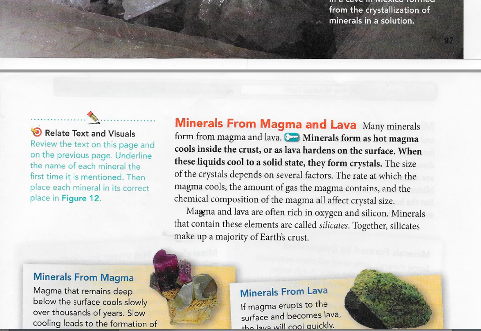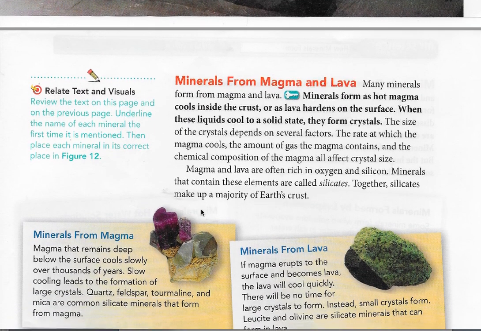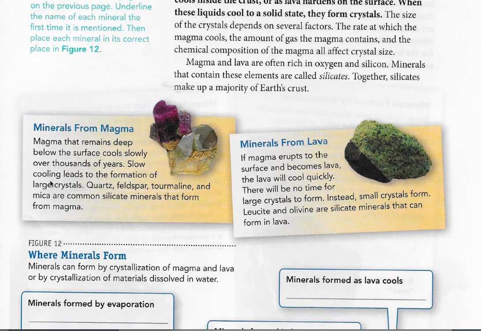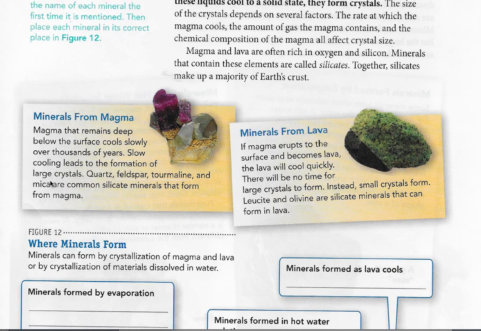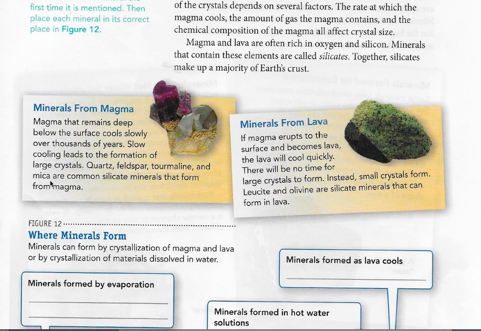Magma and lava are often rich in oxygen and silicon. Minerals that contain these elements are called silicates. Together, silicates make up the majority of Earth's crust. Minerals from magma. Magma that remains deep below the Earth's surface cools slowly over thousands of years. Slow cooling leads to the formation of large crystals. Quartz, feldspar, tourmaline, and mica are common silicate minerals that form from magma.